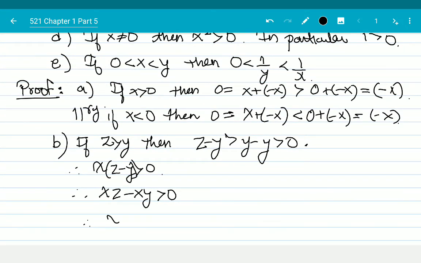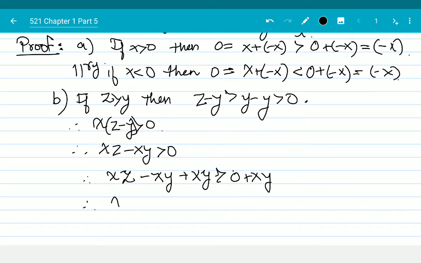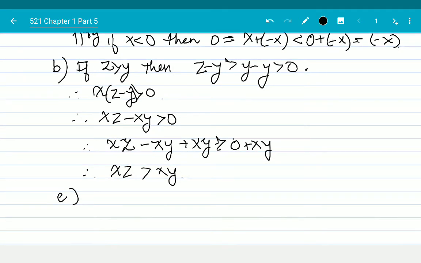And therefore, xz minus xy plus xy, which is equal to xz, let me just maybe write that down, is greater than 0 plus xy, and therefore xz is greater than xy. Maybe more steps than required, but that's the more stringent and streamlined proof.